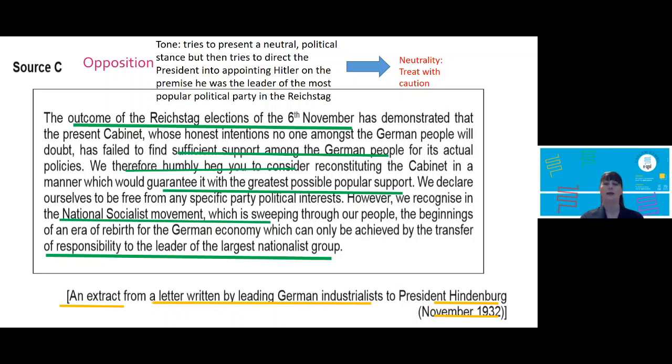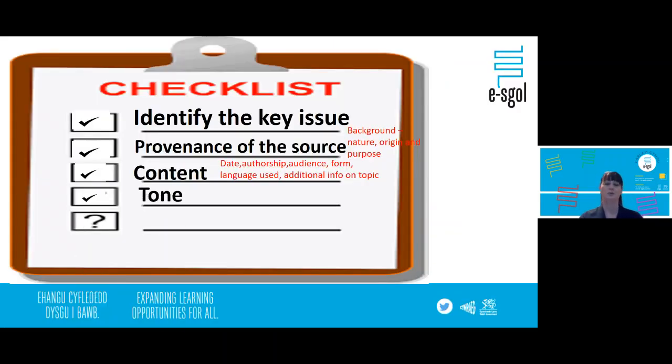And then source C, what we've got here, the tone, this is from the letter by leading German industrialists to Hindenburg. The tone is trying to be neutral. He's trying to take a neutral political stance. But then towards the end, when you get a chance to read it, it's actually trying to direct the president into appointing Hitler on the premise that he was the leader of the most popular party in the Reichstag. So it's neutral to a point, but we would treat it with caution because the industrialists obviously have a reason why they want Hitler to come into that position, because it would obviously be of benefit to them. So we have looked at the tone of the source.